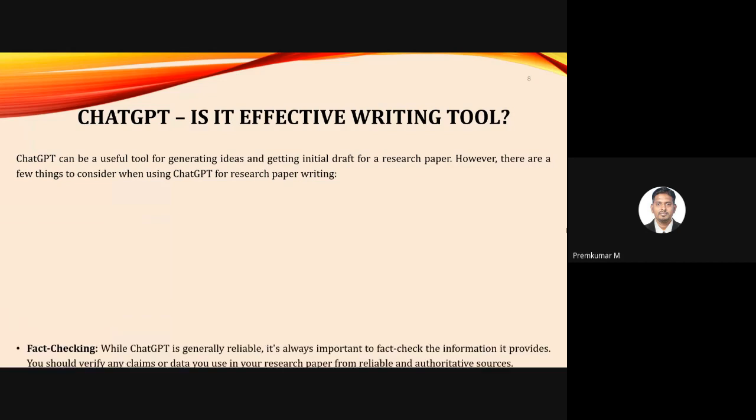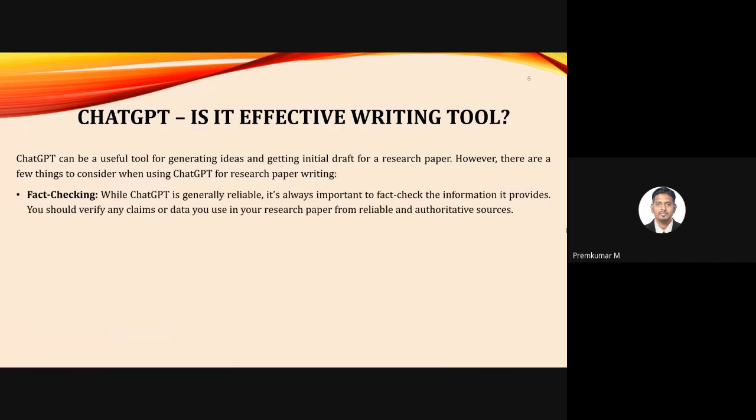So what do we have to do first? When you ask for some content from ChatGPT, it will generate and give it to you. But as a researcher, or as an expert, you have to do fact checking. The facts given by ChatGPT are not always correct. Keep this point in your mind, because ChatGPT is trained on lakhs and lakhs of data available on the internet.